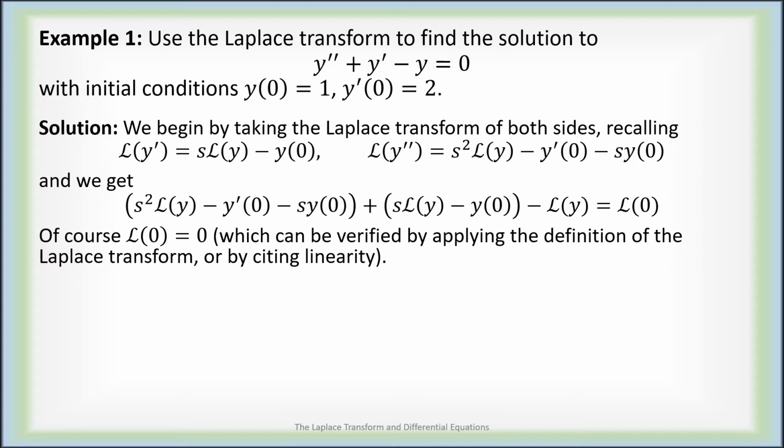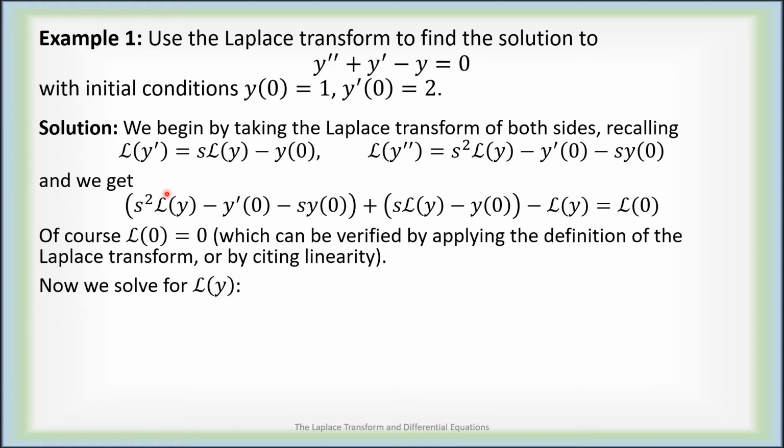Now on the right-hand side, the Laplace transform of 0 is 0. There are two basic ways you can show this. First, you can just use the definition and compute what is the Laplace transform of the constant 0 function. Alternately, since we know that the Laplace transform is a linear operator, when you plug in 0, you have to get out 0. So now what we do is we solve for L of y.